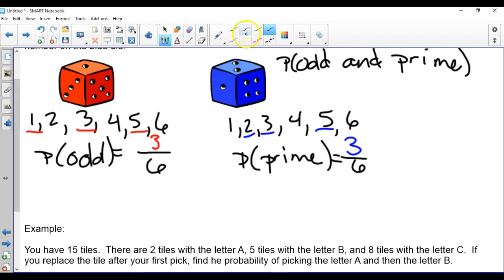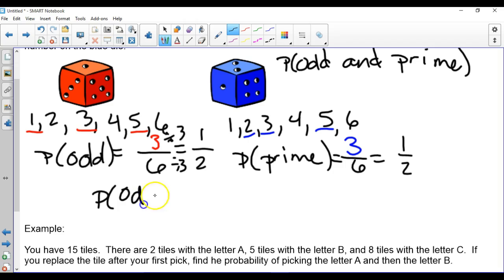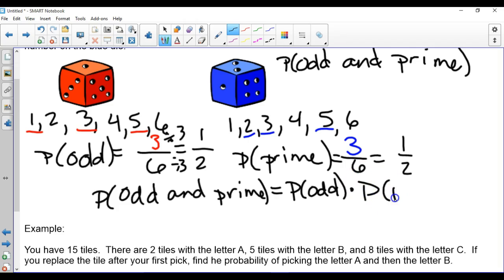So now we take those individual probabilities. I'm going to reduce each of them first. 3 and 6 both divide by 3, so that would become 1 and 2, because we divided both of them by 3. Same thing over here, 1 and 2. So probability of odd and prime is the same thing as each one multiplied individually. Probability of odd times probability of prime, which would be 1/2 times 1/2, or 1/4.